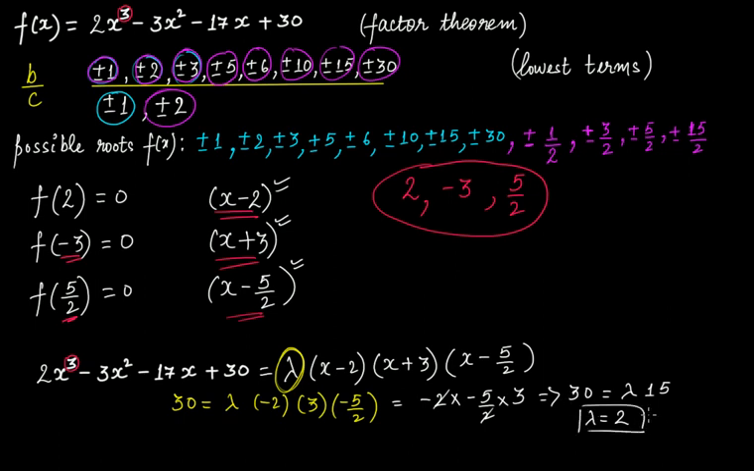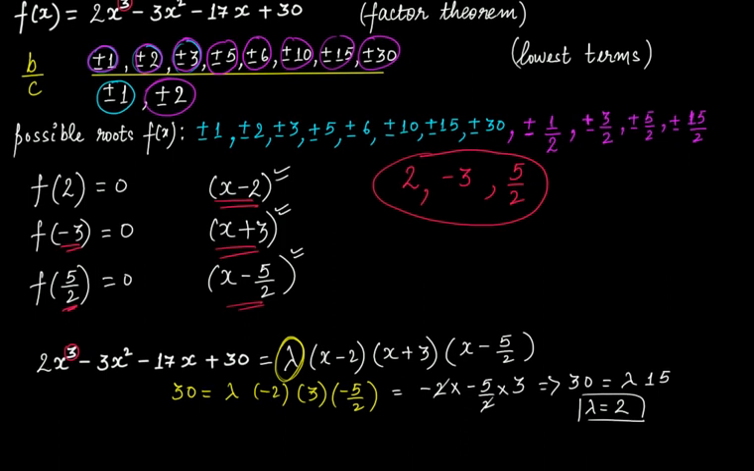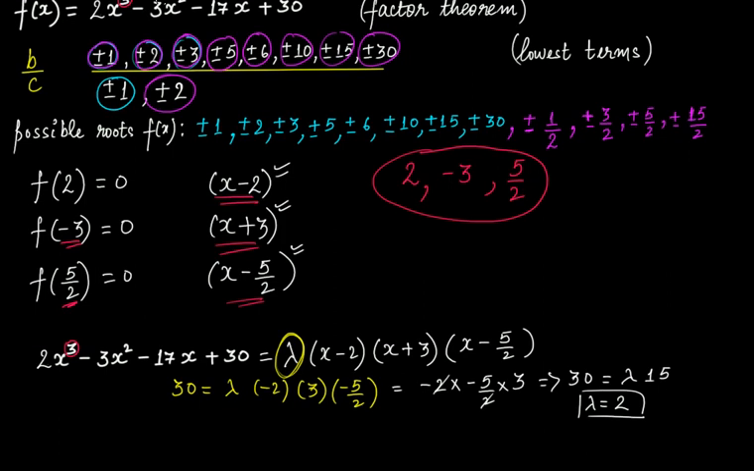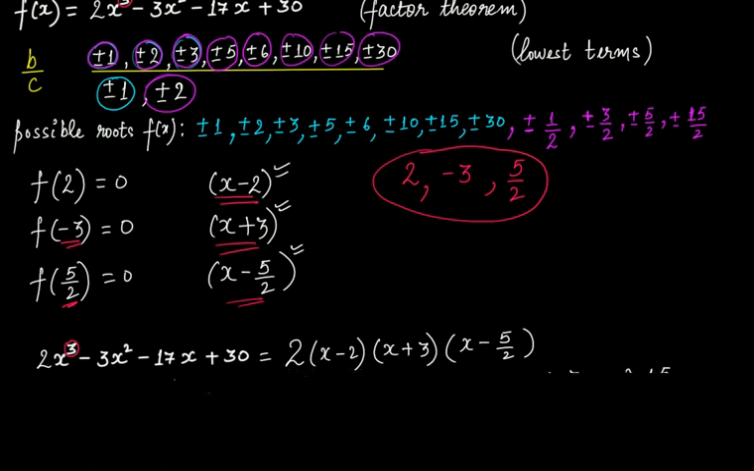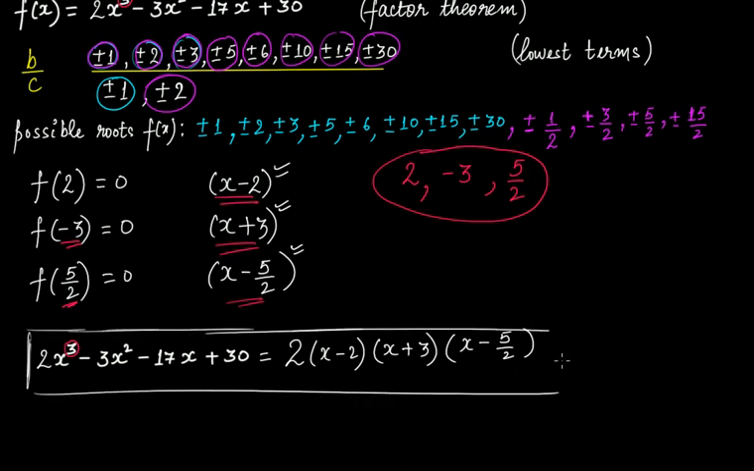So if your lambda is equal to 2, you have to simply replace lambda by 2. So you write 2 here, right? If you write 2 here, now let me remove this. This is your required factorization of this polynomial 2x cubed minus 3x squared minus 17x plus 30.